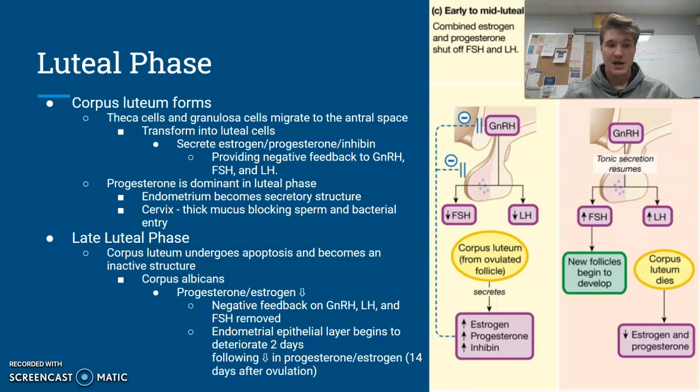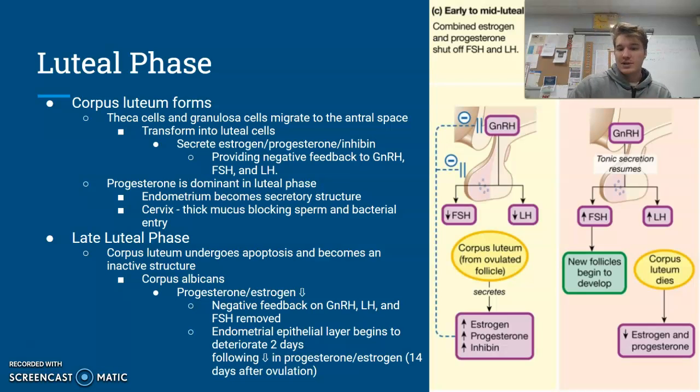Late in the luteal phase, we then see the corpus luteum undergoes apoptosis and becomes an inactive structure called the corpus albicans. And since this structure is inactive, progesterone and estrogen are going to decrease. We're not going to have this negative feedback on gonadotropin-releasing hormone, FSH, and luteinizing hormone. The negative feedback just completely diminishes because estrogen is too low to provide that negative feedback. In the early luteal phase, you'd have a moderate level. Now we have not the absence, but a low level of estrogen, which removes that negative feedback.